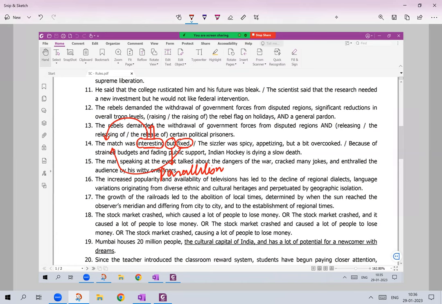And but looks for parallelism. So the sentence is absolutely 100% right. Why is it right? Because before but there is an adjective, after but there is an adjective. You are not supposed to look at the word and say that before but it is interesting, ing form, and after but it should be fixing, ing form. No. What I've told you is that these two are adjectives. I hope it's very clear.